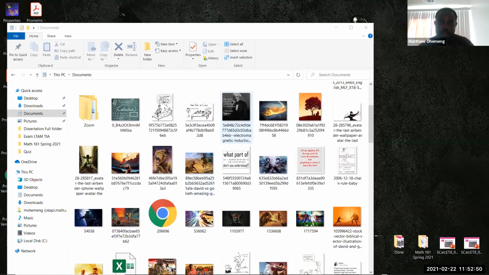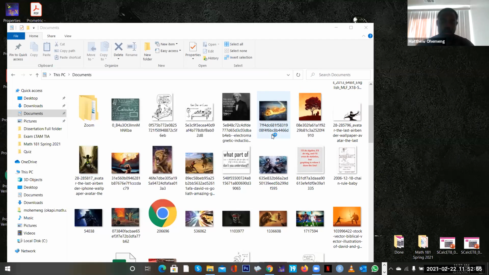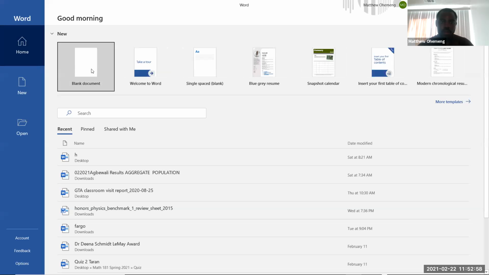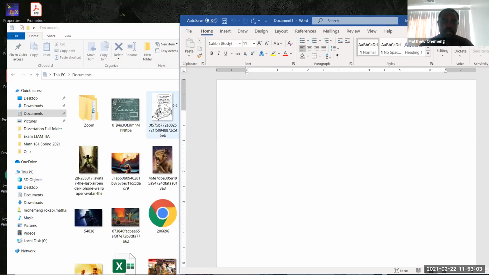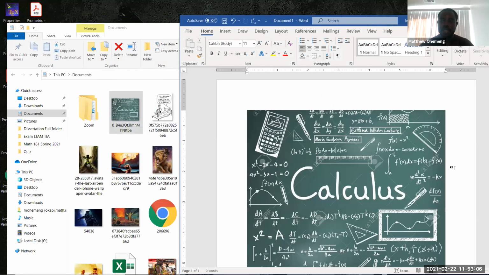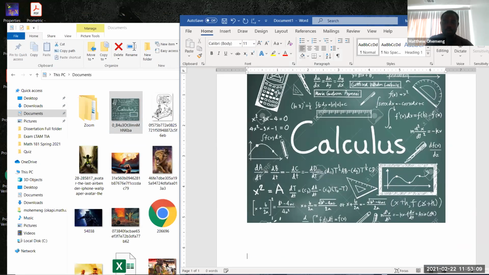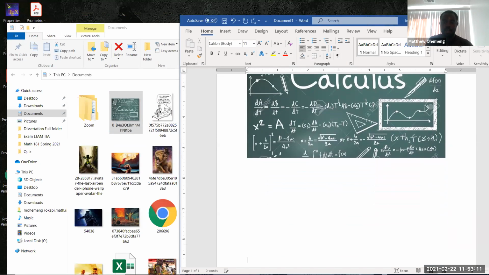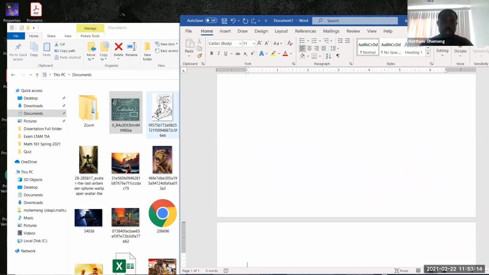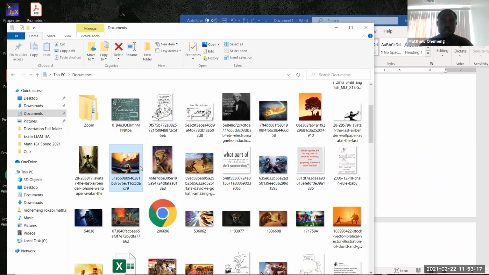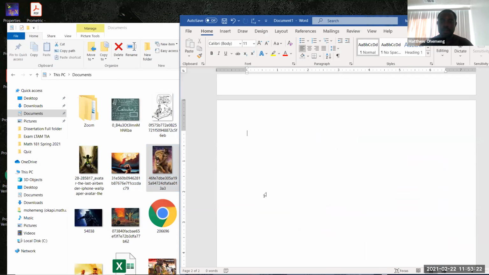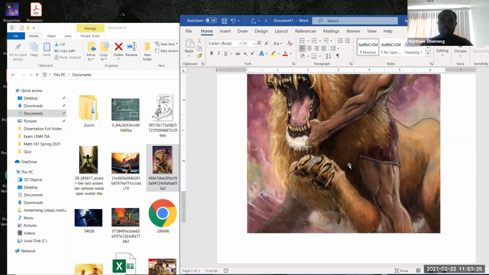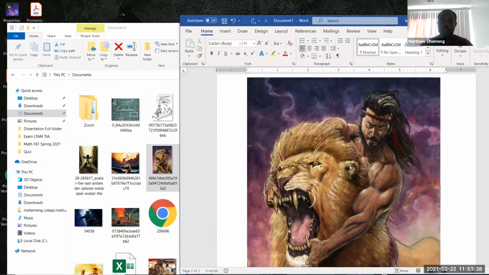These are just random pictures in my documents. Someone can do this: open Word, blank document. After taking the pictures and getting them on the PC, you can just copy and paste. Let's say this calculus picture; I paste it here. That's page 1, my first picture. I go to the next page, press enter, and paste the second picture. That's page 2. So you can do it this way.